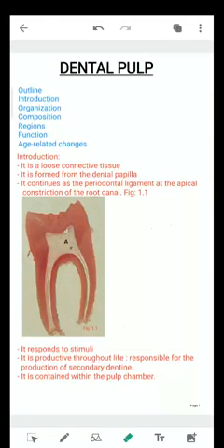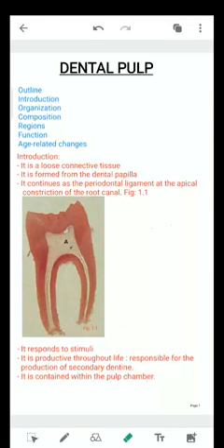So, by way of introduction, it is a loose connective tissue. Remember histology, we have different types of tissue. We have the dense, both regular and irregular dense connective tissue, elastic tissue. This is a loose connective tissue. That is the dental pulp. It is formed from the dental papilla.